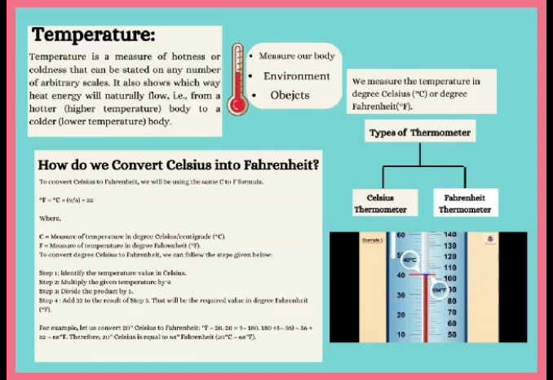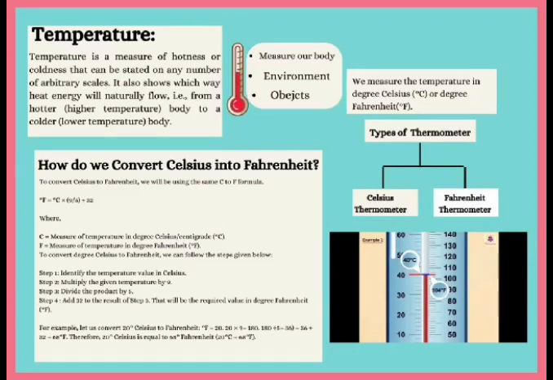To convert degrees Celsius to Fahrenheit, we can follow the steps given below. Step 1. Identify the temperature value in Celsius. Step 2. Multiply the given temperature by 9. Step 3. Divide the product by 5. Step 4. Add 32 to the result of step 3. That will be the required value in degrees Fahrenheit.